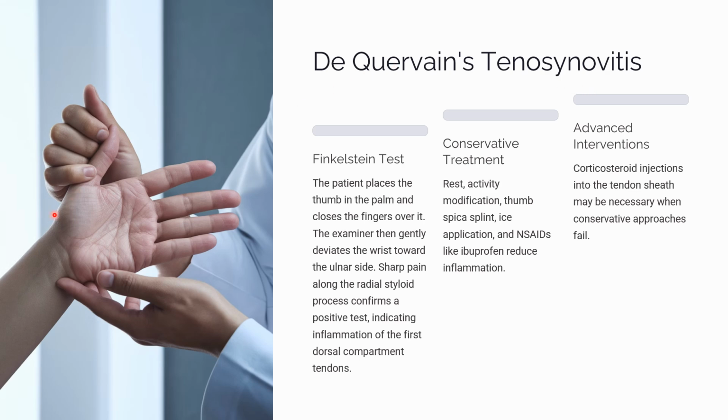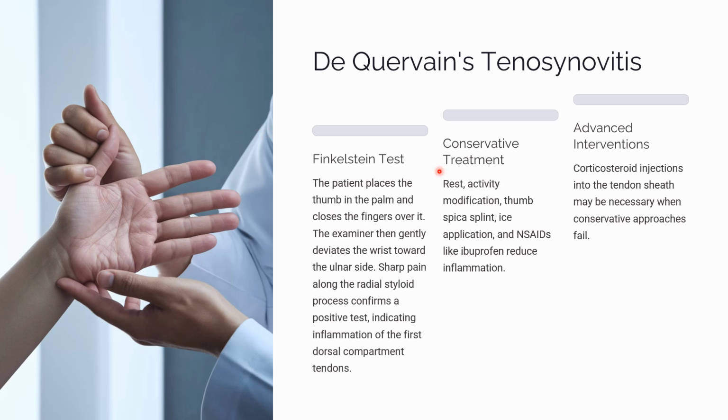So how will one diagnose De Quervain's? The patient places the thumb inside the palm and is asked to close the fingers. The examiner then gently deviates the wrist towards the ulnar side. Sharp pain along the radial styloid process confirms the diagnosis of De Quervain's tenosynovitis.